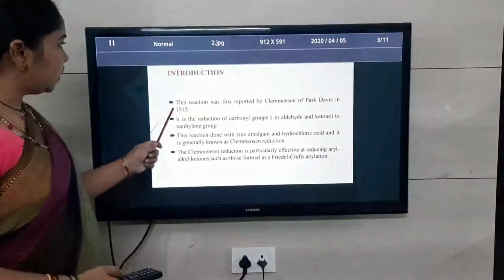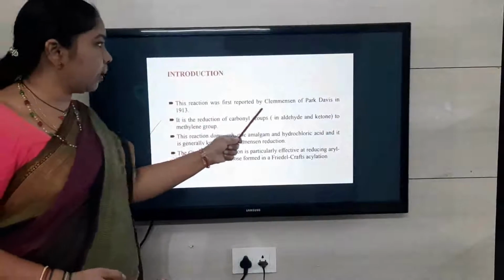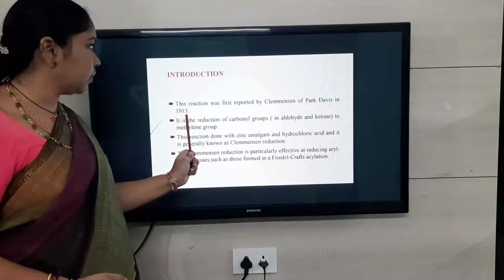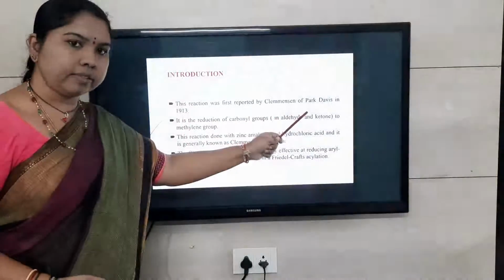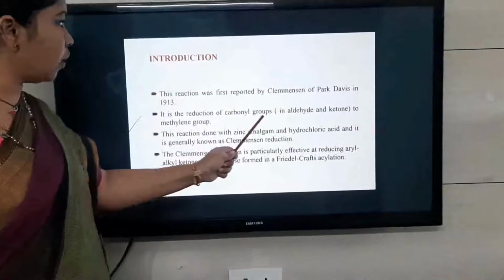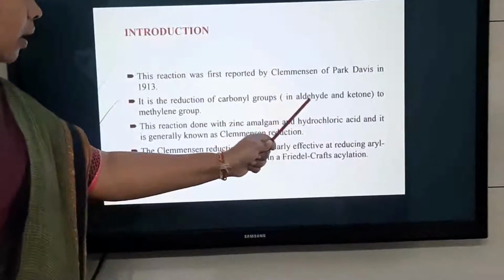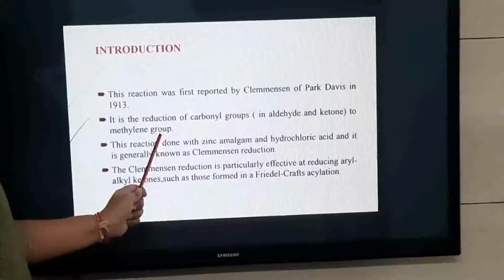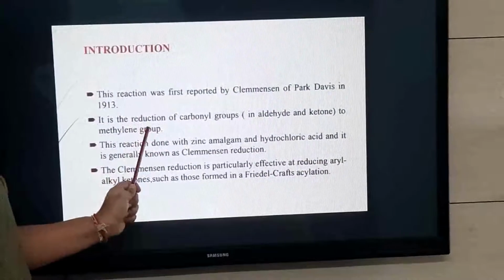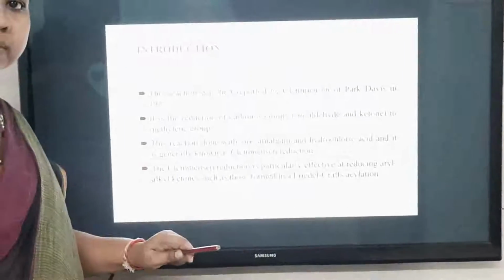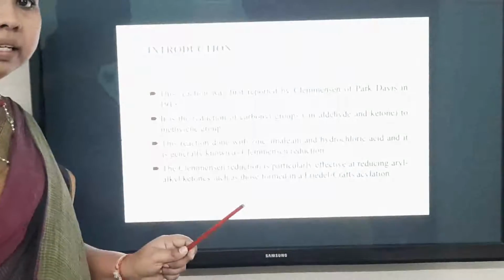This reaction was first reported by Clemmensen of Parke-Davis in 1913. It is the reduction of carbonyl groups in aldehydes and ketones to a methylene group. That means RCOCH3 is converted to RCH2CH3. CH2 is called methylene.